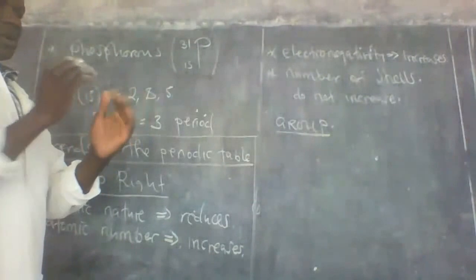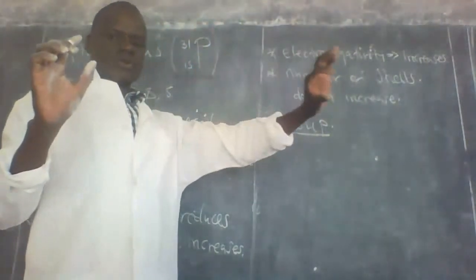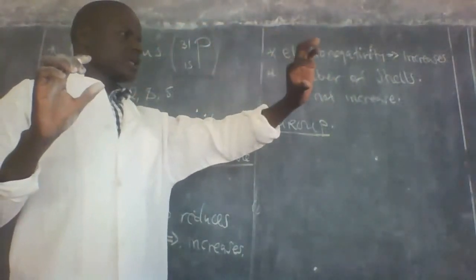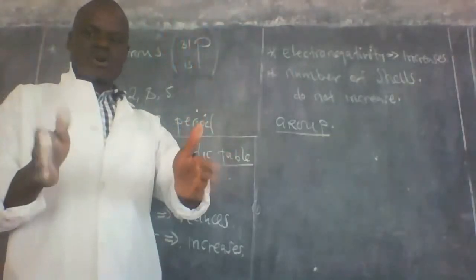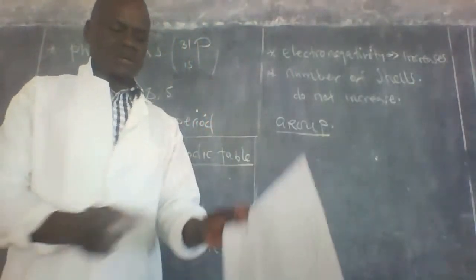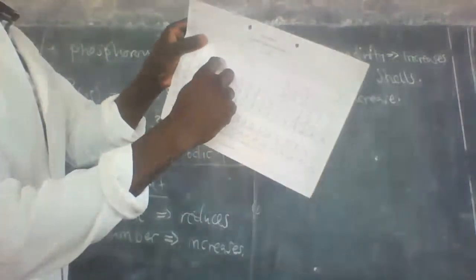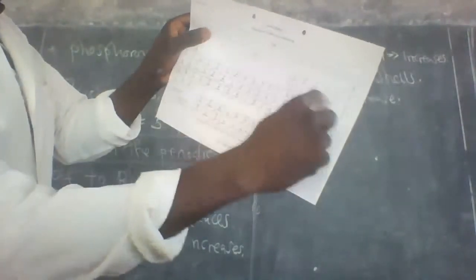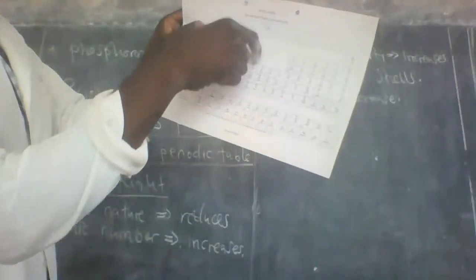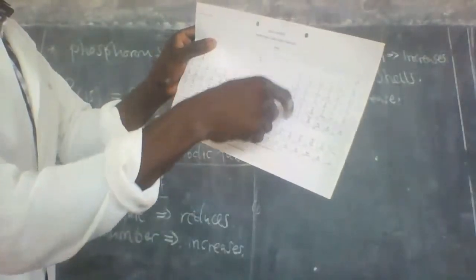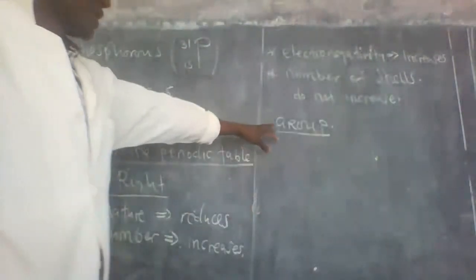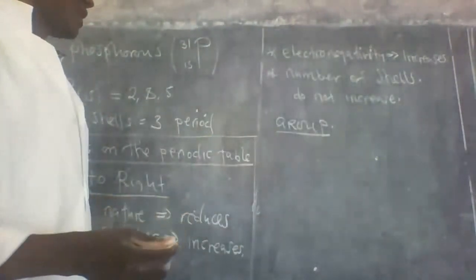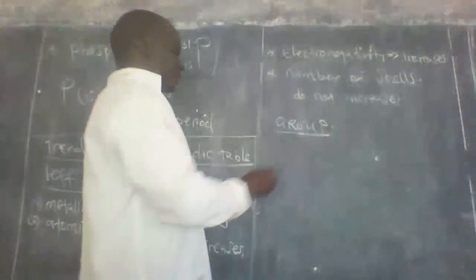So if the period is a horizontal row, therefore the group is likely to be the vertical column of the periodic table. So if these are the horizontal rows, which are periods, therefore these lines here, which we call the vertical columns, are the ones that are there to define the group.